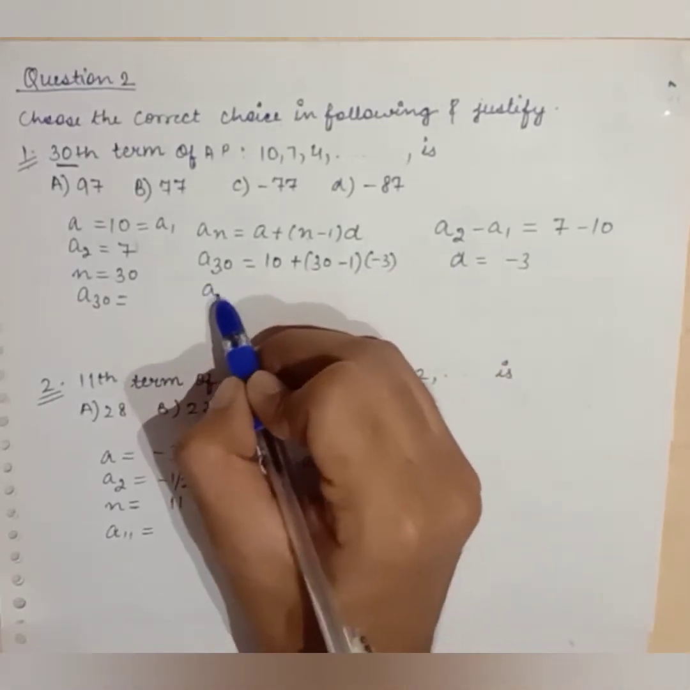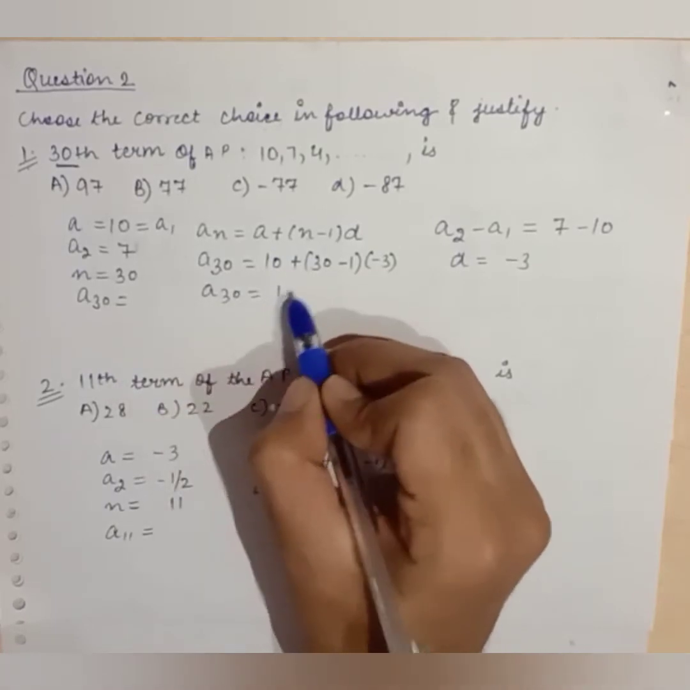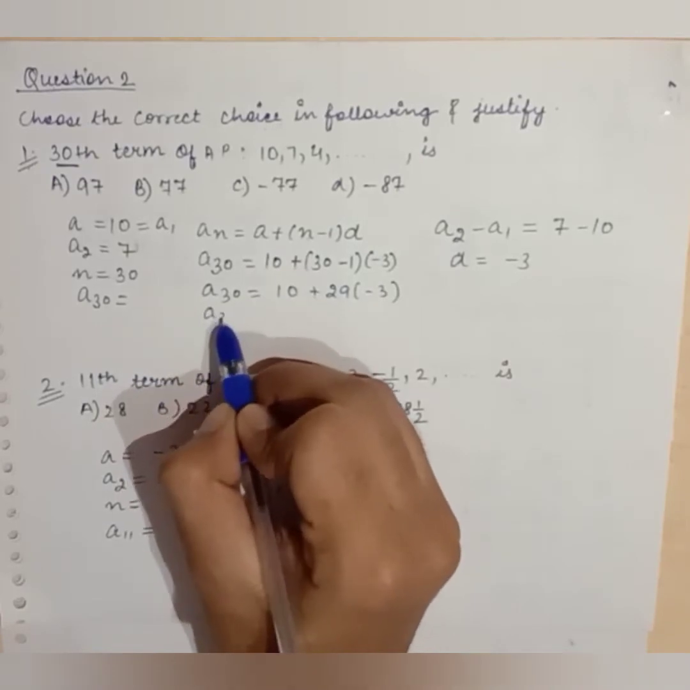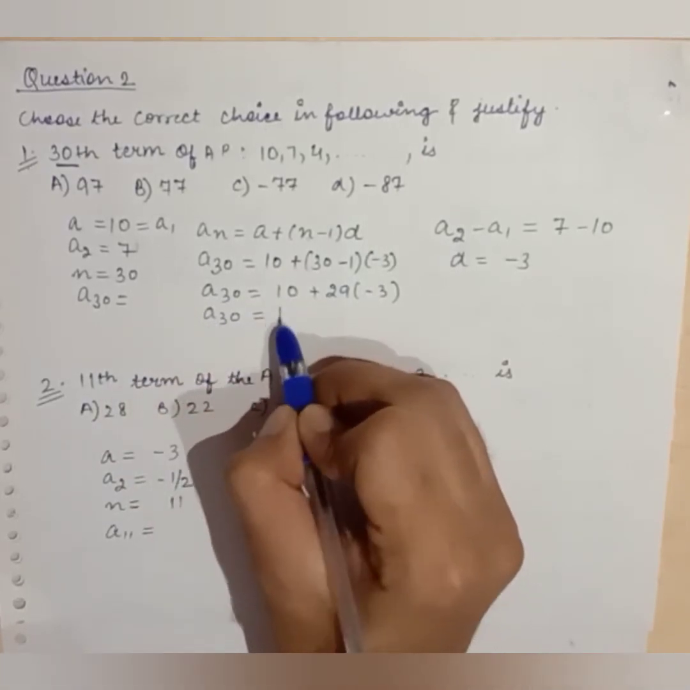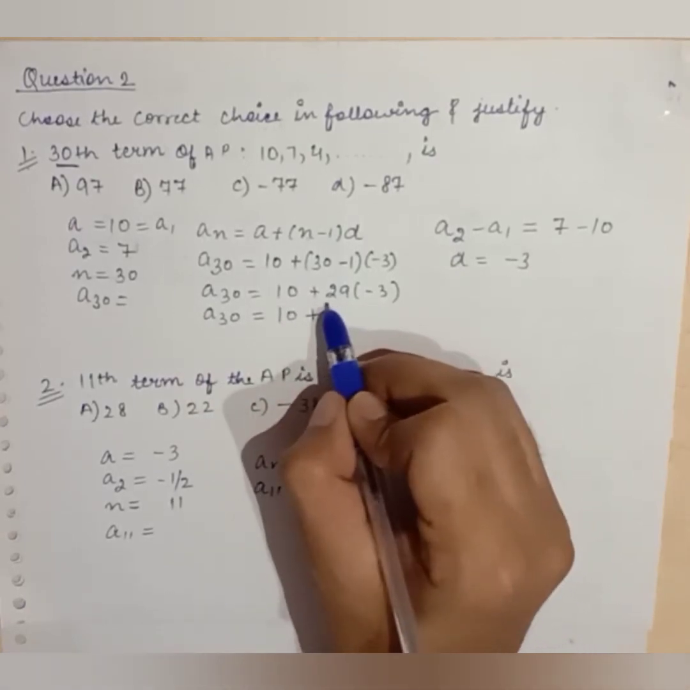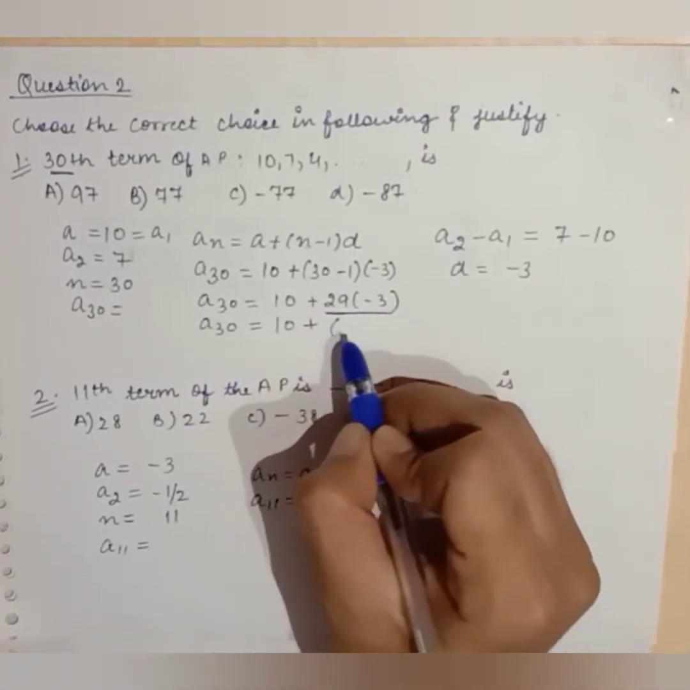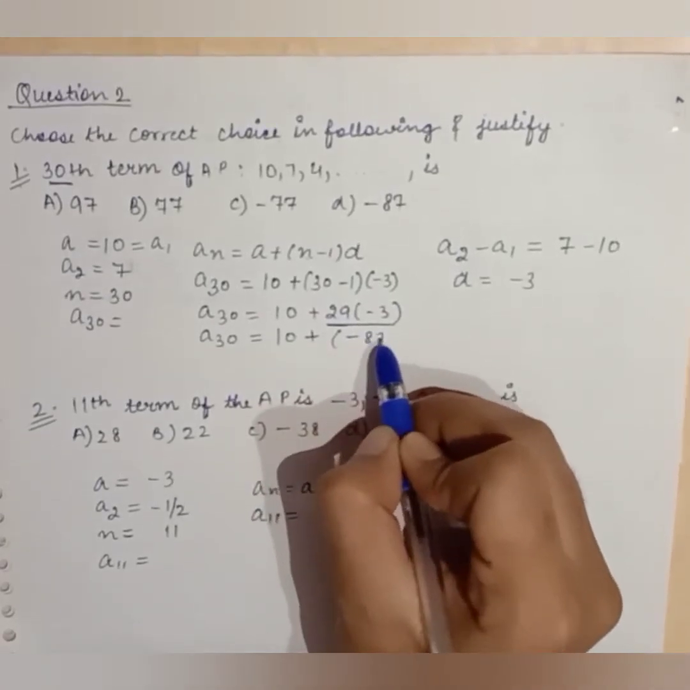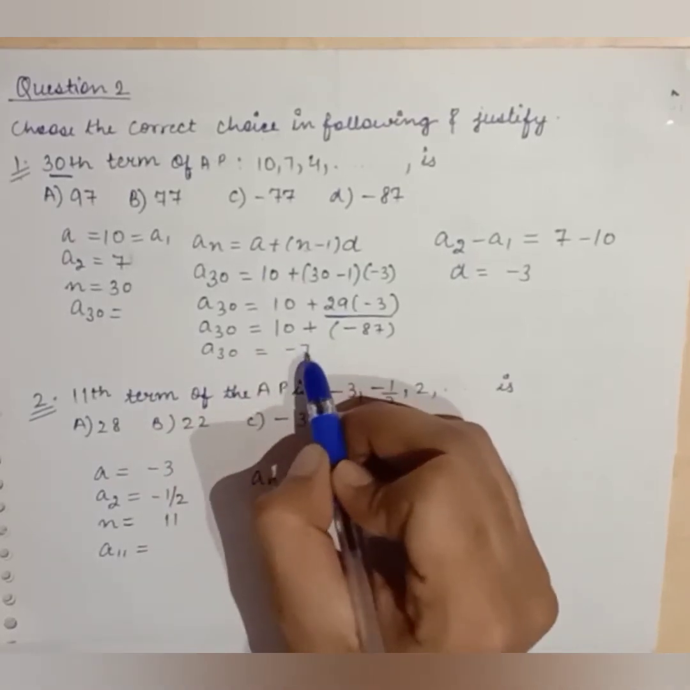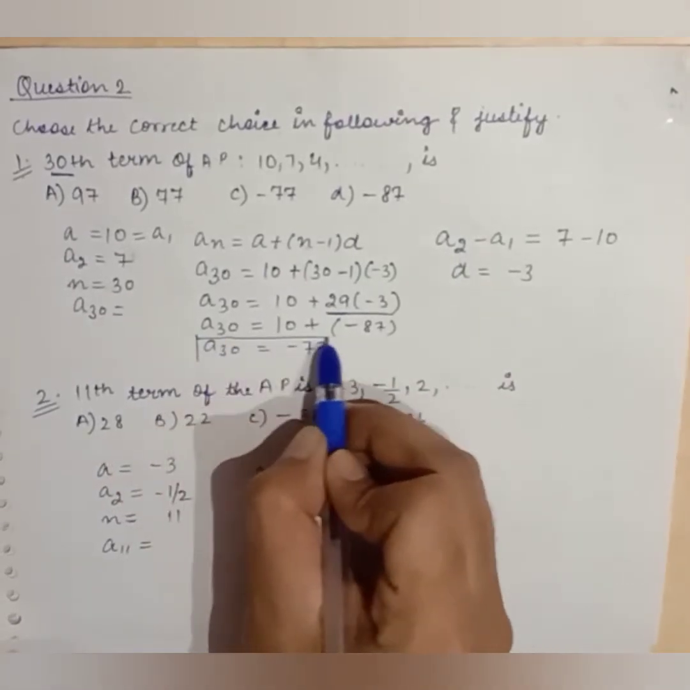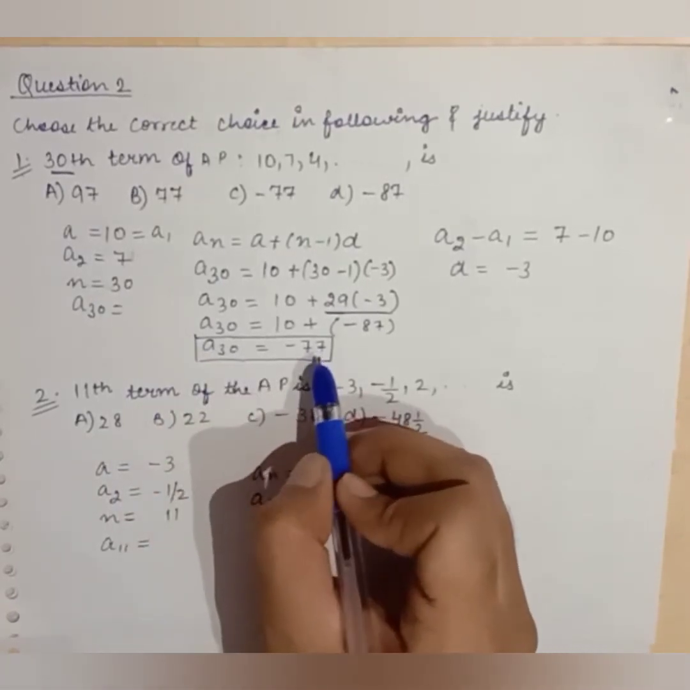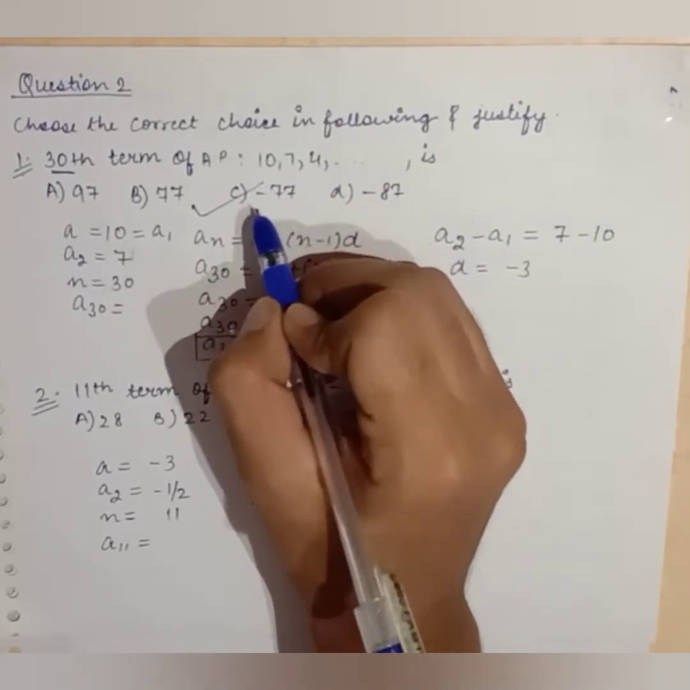Now the 30th term is 10 plus 29 into minus 3. By multiplying this we get minus 87. So our 30th term is minus 77. As the 30th term is minus 77, our C option is correct.